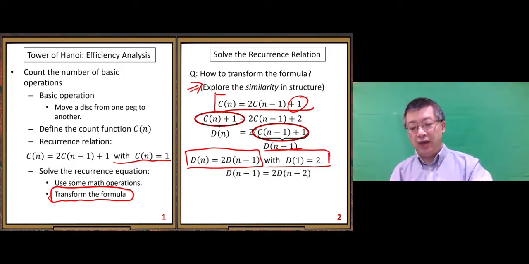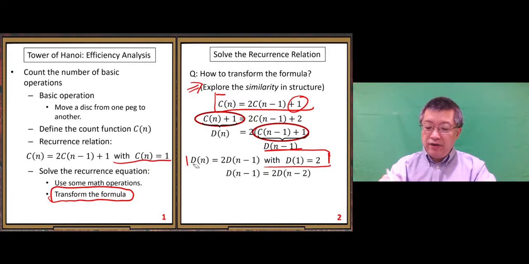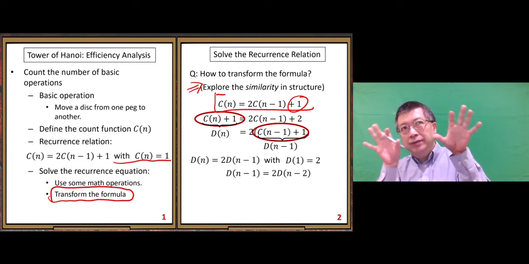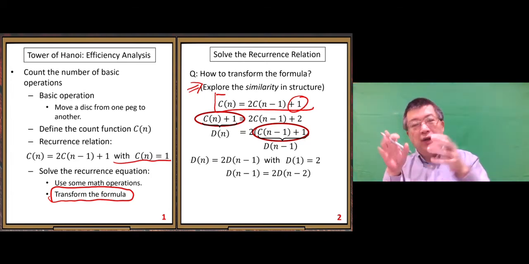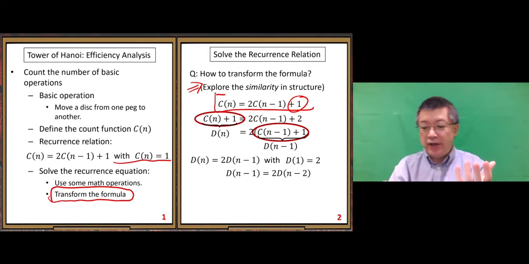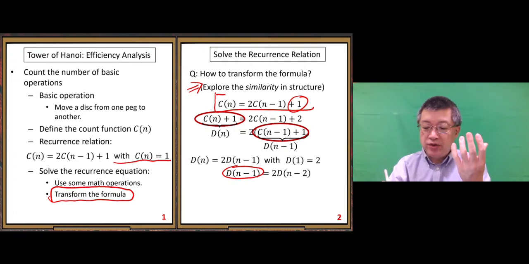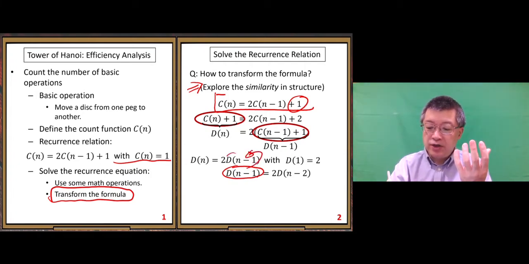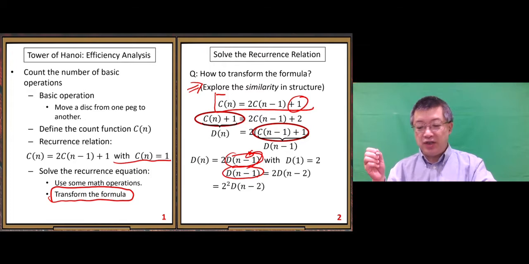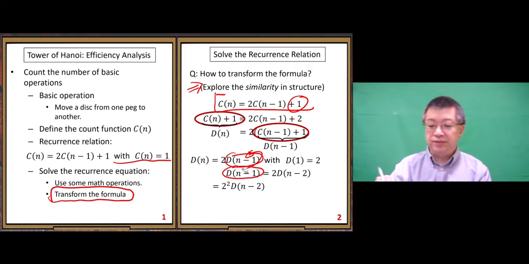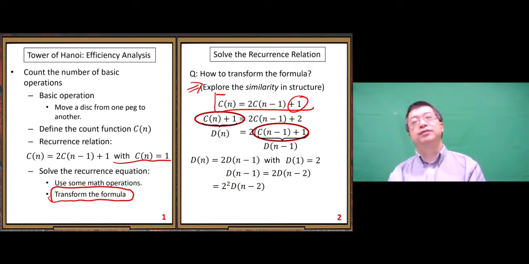When we solve, let's do another step. D of n minus 1 equals 2 times d of n minus 2. Following the pattern, we replace n by n minus 1, so we get this new equation. But this d of n minus 1 can be used to replace this d of n minus 1. So you can see we will write 2 squared times d of n minus 2.